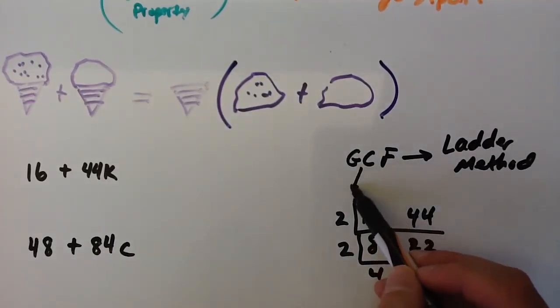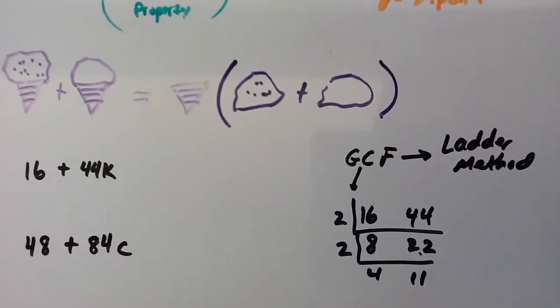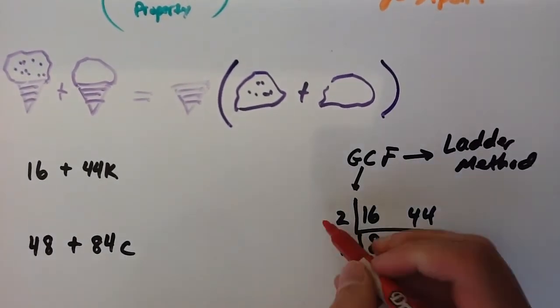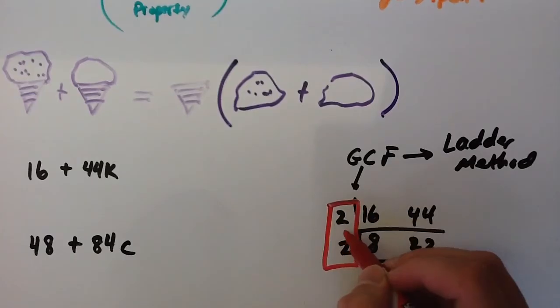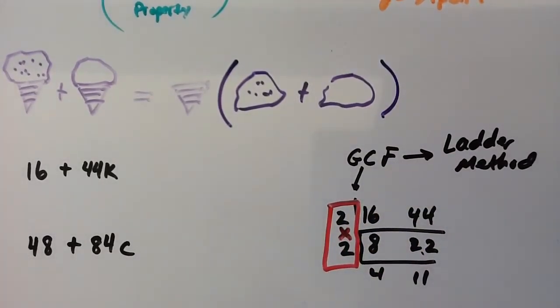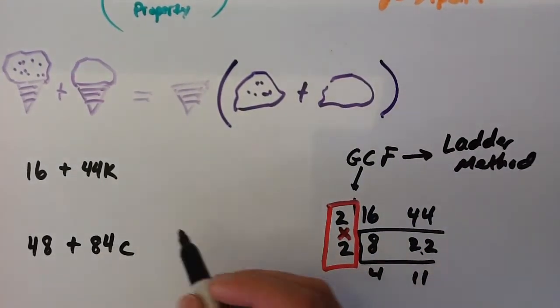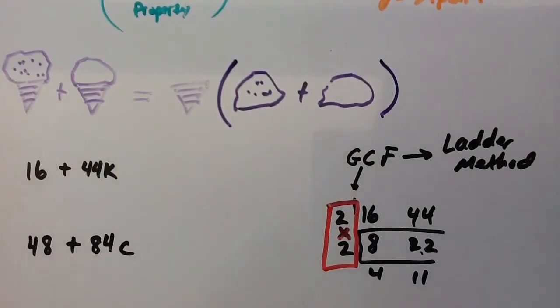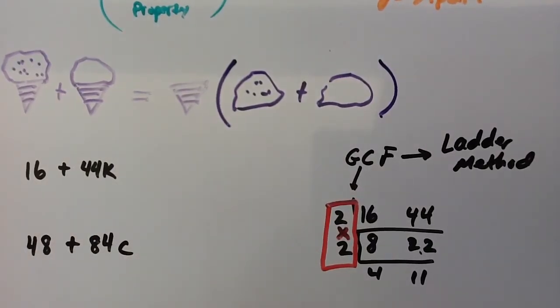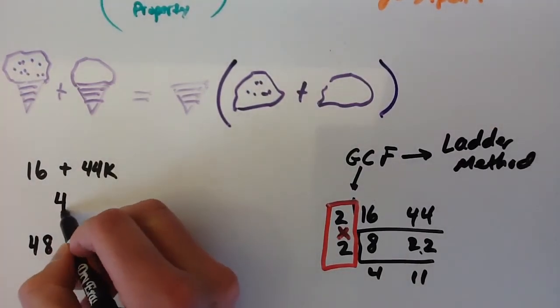And to find the GCF, here's what I do. I go straight down and multiply those numbers together. So 2 times 2, that would be 4. So the GCF of 16 and 44 would be 4. That is the greatest factor that they have in common. Therefore, I'm going to pull that factor out.